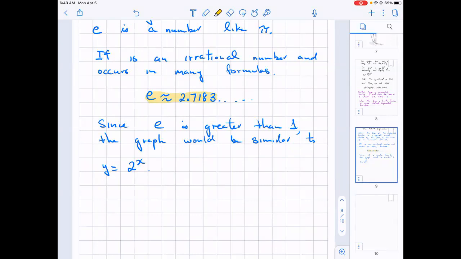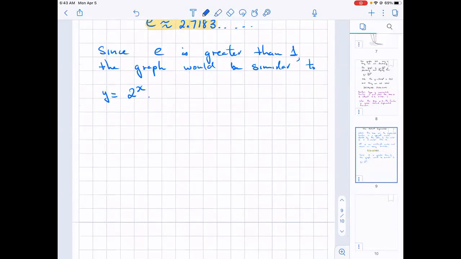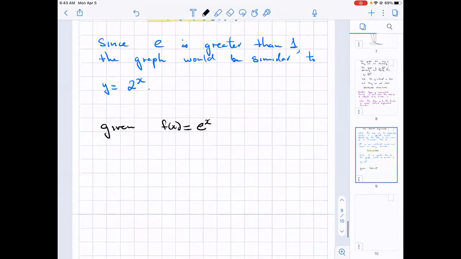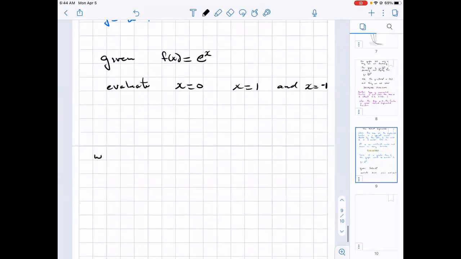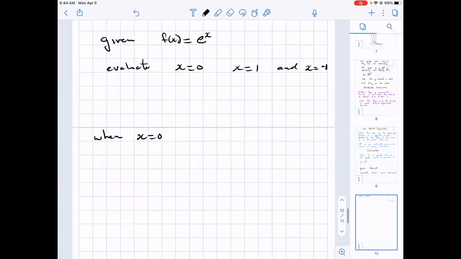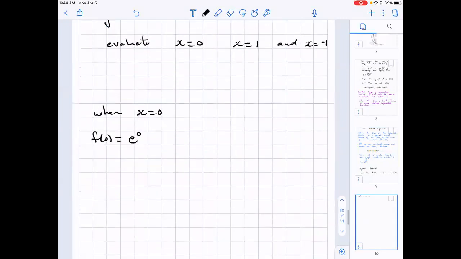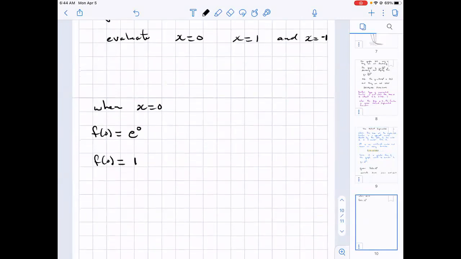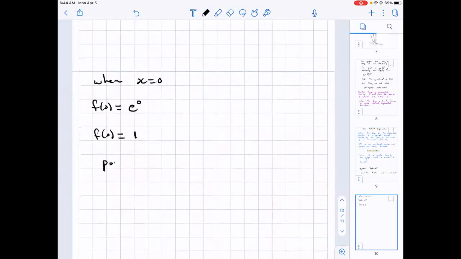So how do we evaluate these values? Well, let's try some examples. If you're given, let's say, f of x is equal to e to the x, and you're asked to evaluate x equals 0, x equals 1, and x equals, let's say, minus 1. So when x is equal to 0, we have f of 0 is equal to e to the 0. Therefore, f of 0 is 1. e to the 0 is 1. So your point here is the point 0, 1.